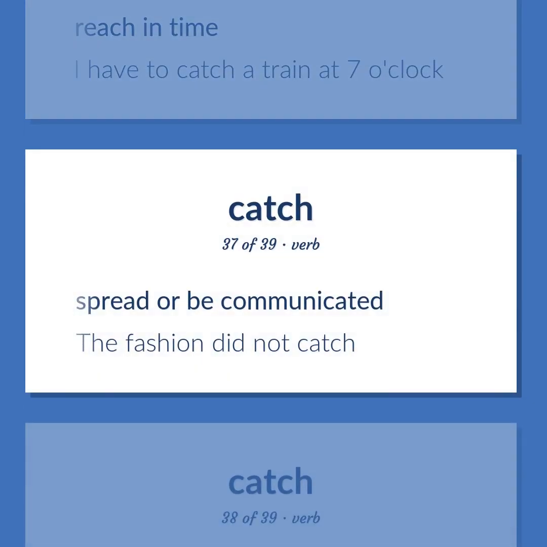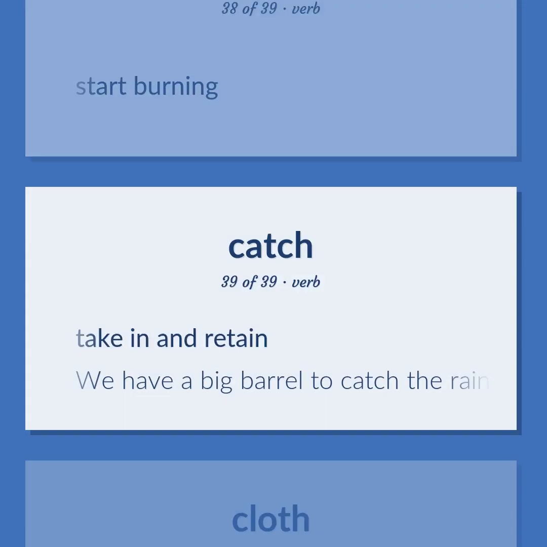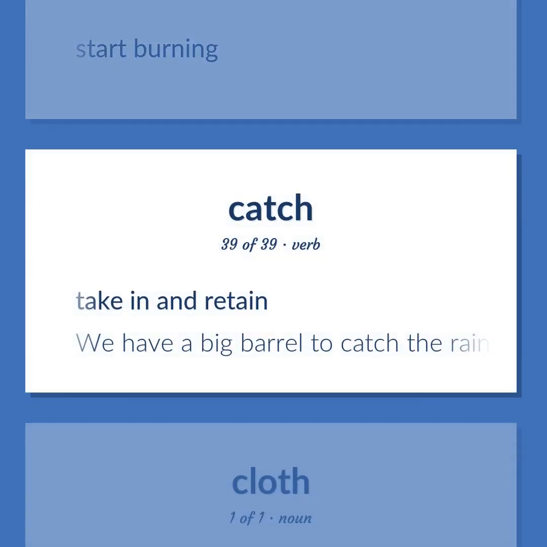Spread or be communicated. The fashion did not catch. Start burning. Take in and retain. We have a big barrel to catch the rainwater.